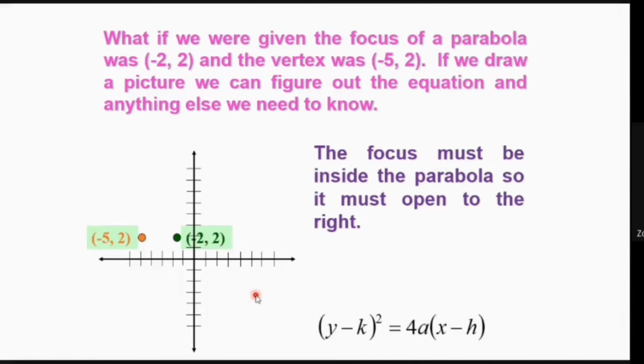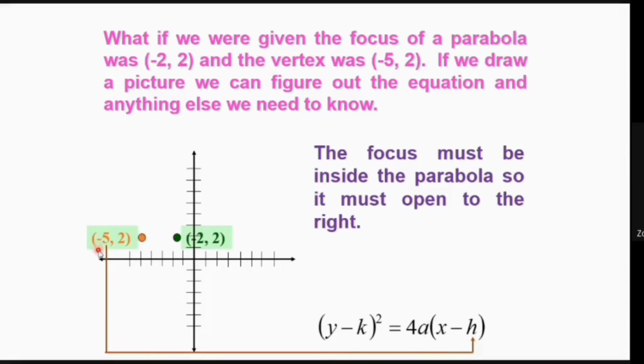Next. Since the parabola opens to the right, we know its standard form of the equation to be the quantity y minus k squared is equal to 4a times the quantity x minus h. Okay, what will be the next step that we need to do?